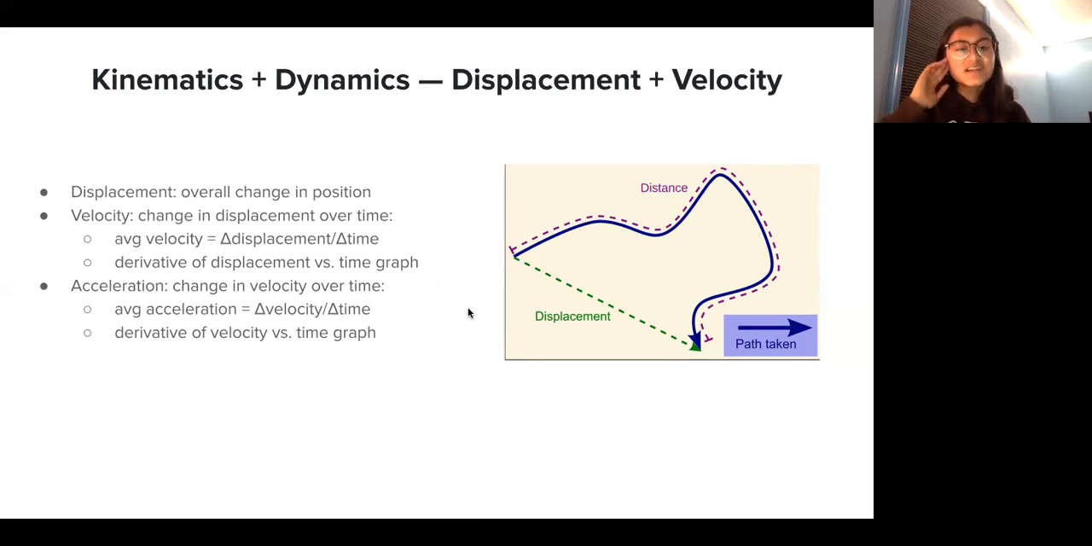And then acceleration will be your change in velocity over time. It's the same thing for calculating average acceleration. You can just do your change in velocity over your change in time. And this will be the derivative of your velocity versus time graph, or the second derivative of your displacement versus time graph.